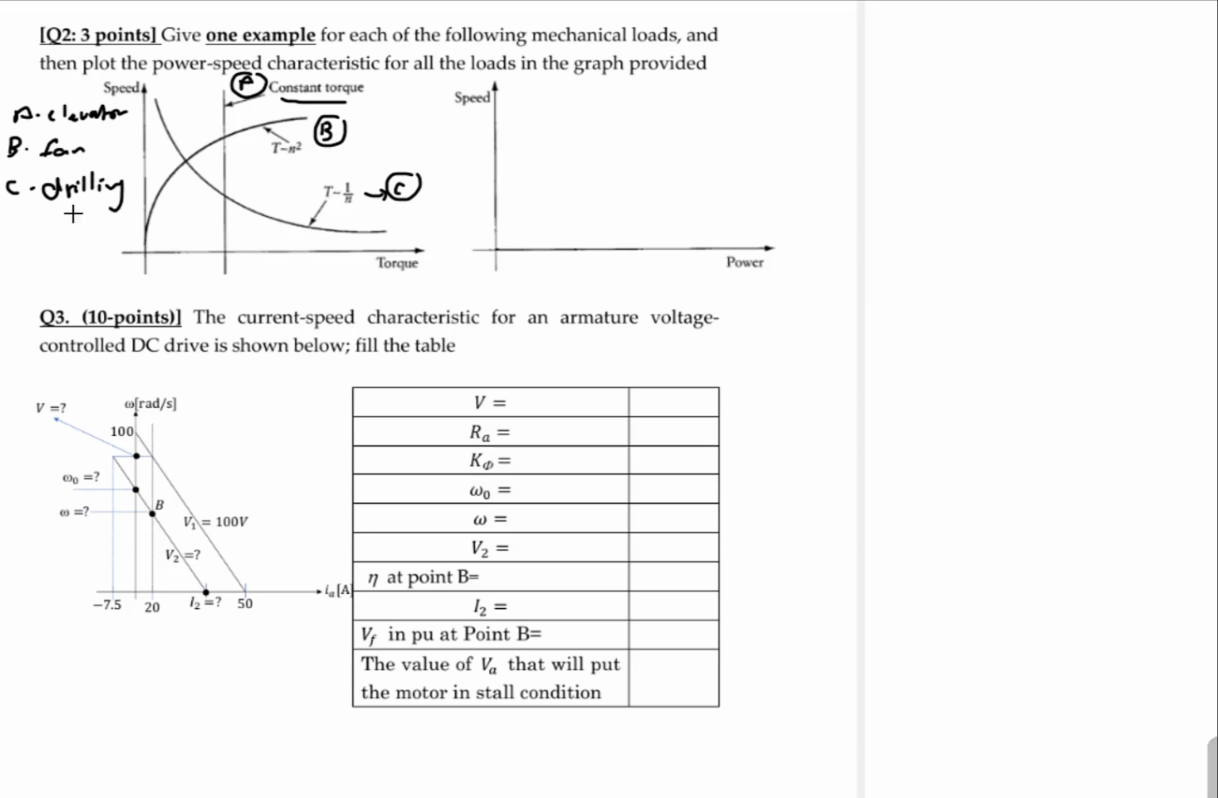Now for the A, the torque is constant, proportional with C, so the power will equal T multiplied by omega, so the power will be proportional with omega. So this one will be the A.